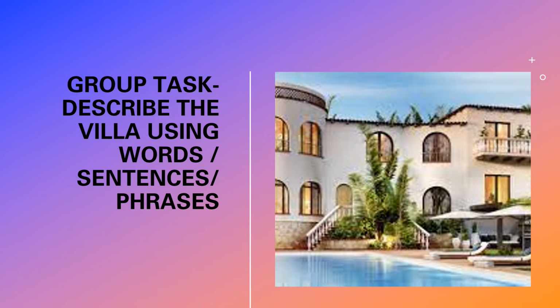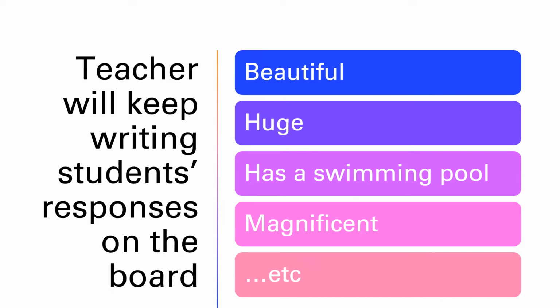You as a teacher will write the responses on the board. Just write the keywords. Don't write the whole sentence that they are using to describe. Just keywords, probably beautiful, huge, has a swimming pool, is magnificent, etc. Let the students go through the visual learning. So the teacher needs to write only the keywords that the students have used to describe the villa.